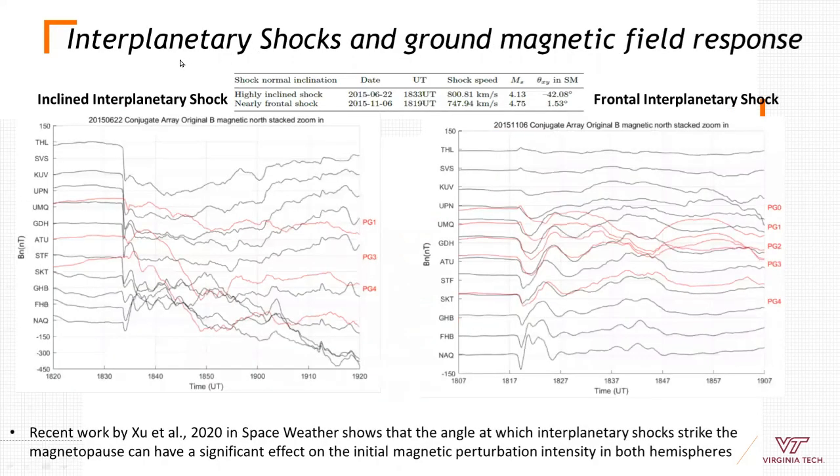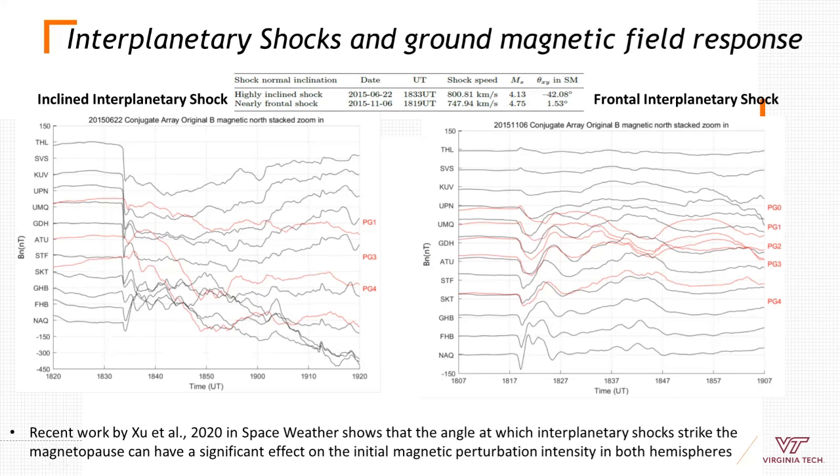Another thing shown here is the IP shock and the ground magnetic field response. On the left is a typical inclined IP shock. The angle of impact is 42 degrees. And then you can see after impact arrives at Earth, the northern hemisphere and the southern hemisphere show totally different responses. But on the right is a frontal shock, which is 1.5 degrees. You can see the response in both hemispheres is very similar, in frequency, pattern, phase, and intensity.